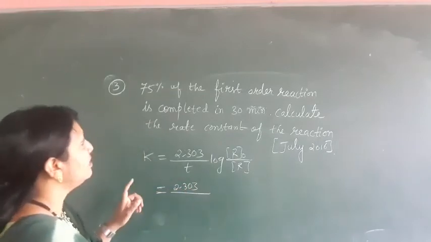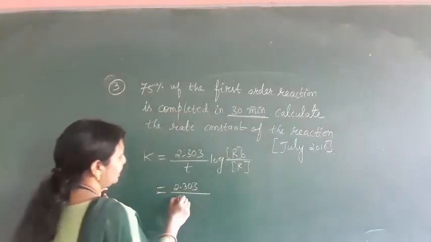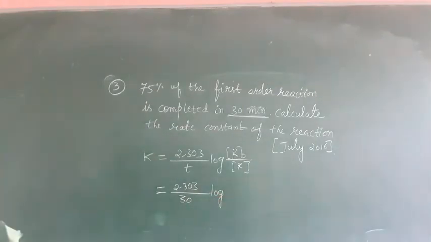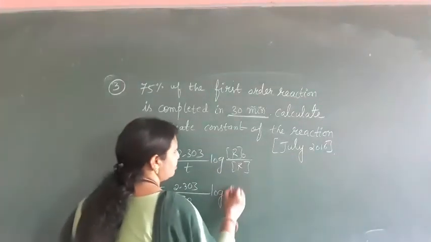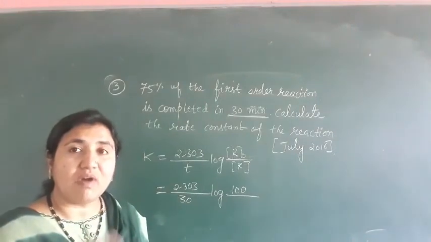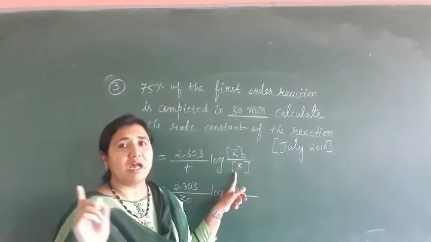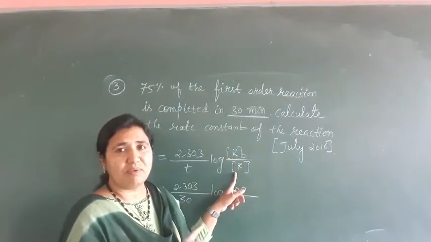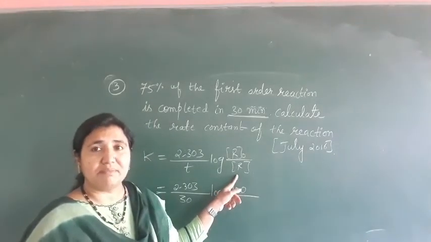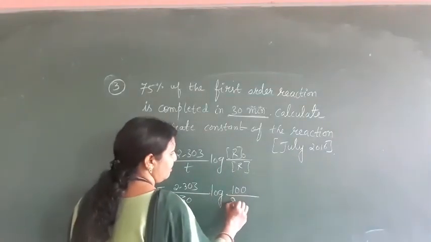T is given as 30 minutes, since 75% of the reaction is completed in 30 minutes. Log R0: initially it will be 100%, so the initial concentration is 100, and 75% is completed. Then how much remains? 25% remains. That is our R, the percentage of reactant that remains. So here we will have 25.